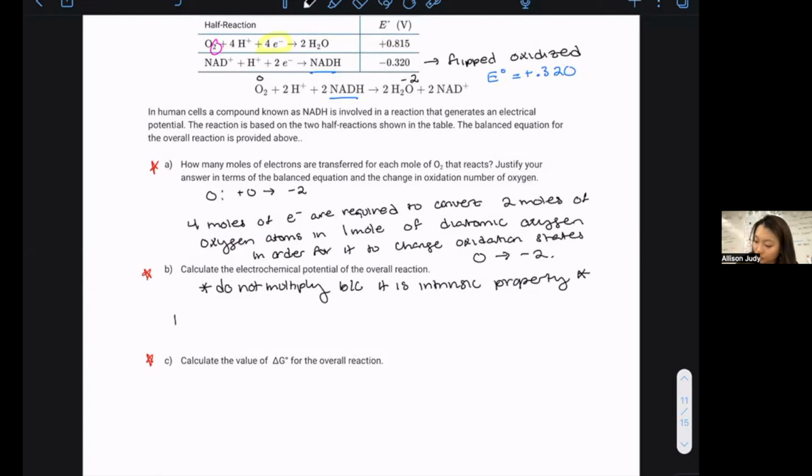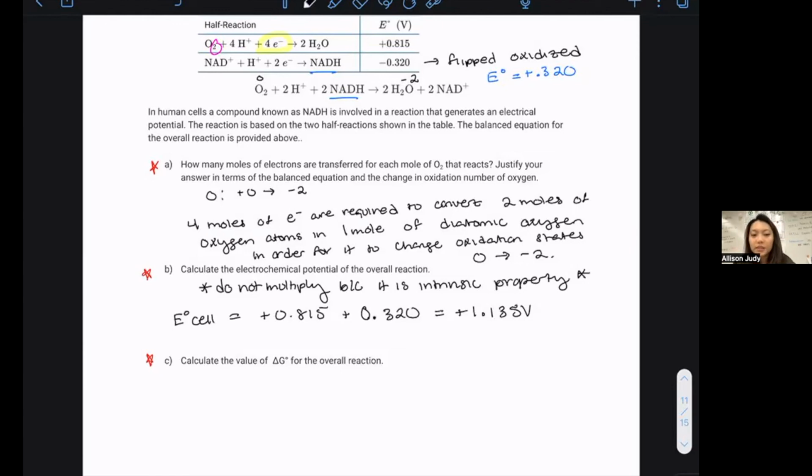So the electrochemical cell potential for this redox reaction would be equal to the sum of the reduction half reaction potential and the oxidation half reaction potential, which would be positive 0.815 plus 0.320. And we get that this overall redox reaction has a value of positive 1.135 volts, which is quite favorable.